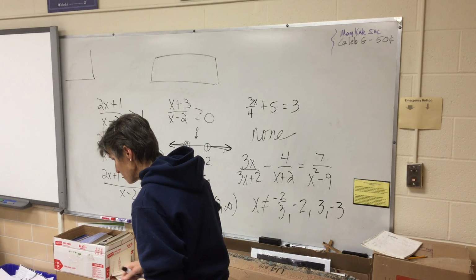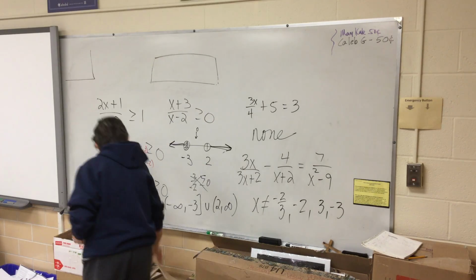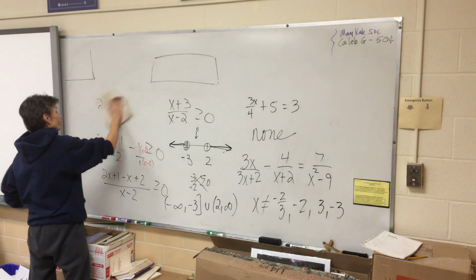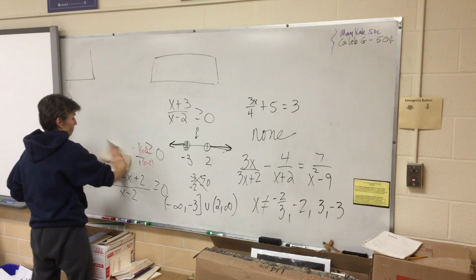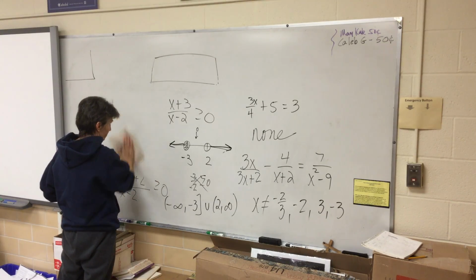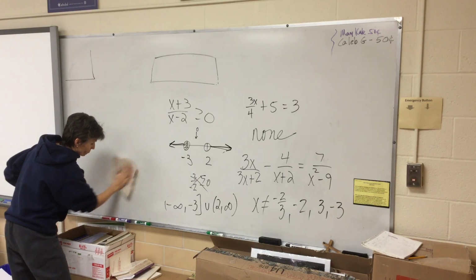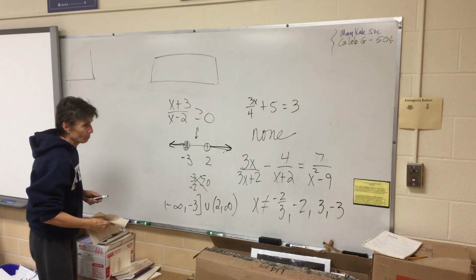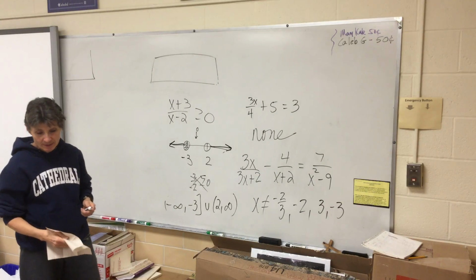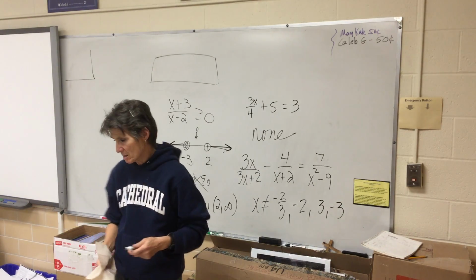Mrs. Ford, I have a question. For number one, why is it that we're able to cross out the denominator when we were adding, but for number 3, we weren't supposed to do that? What's the difference in the setup of the problem?